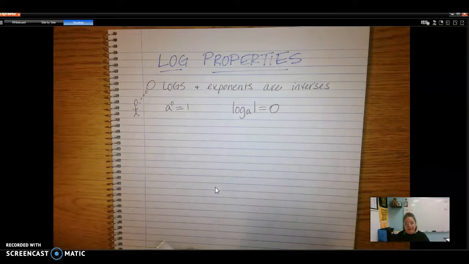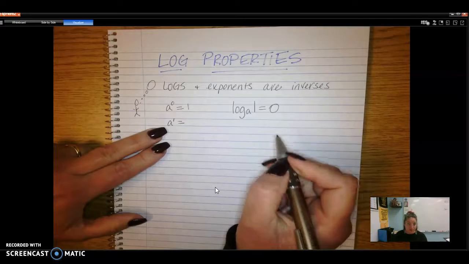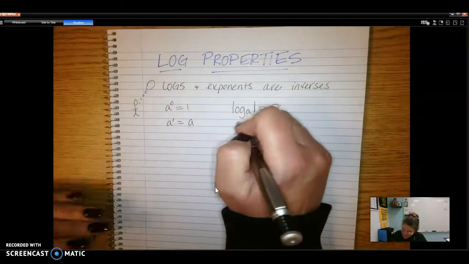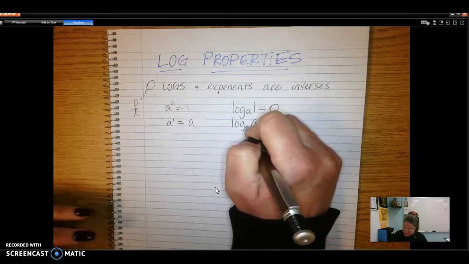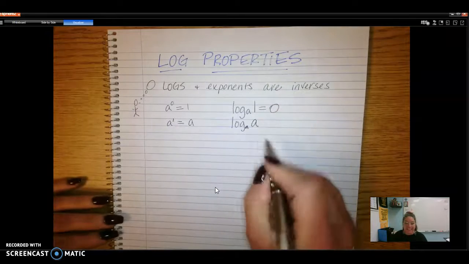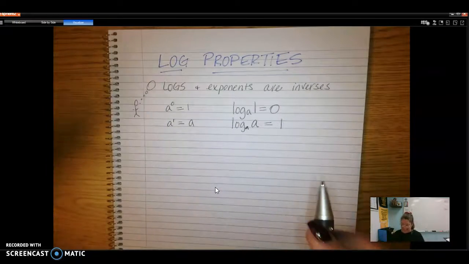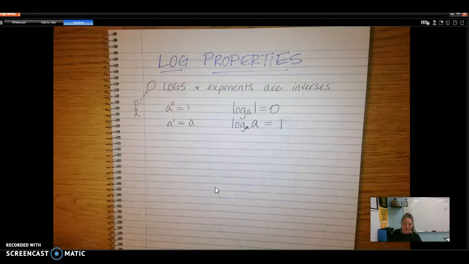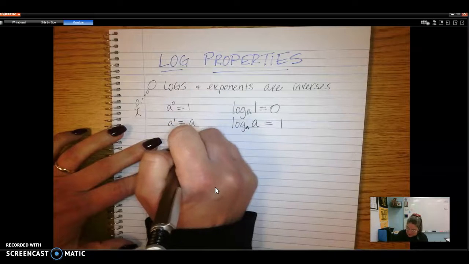Okay, the next property has to do with the fact that anything to the first power is going to equal that thing. And so what this looks like for logs is that anything that you take the log of, no matter what it is, as long as the base is that same number, that's going to equal 1. Because again, anything to the first power equals that thing.